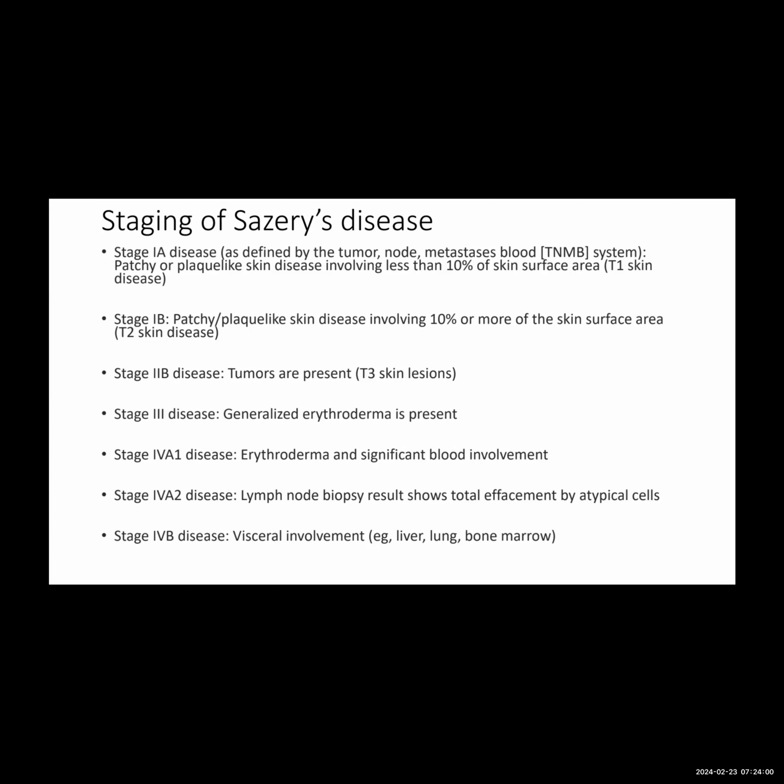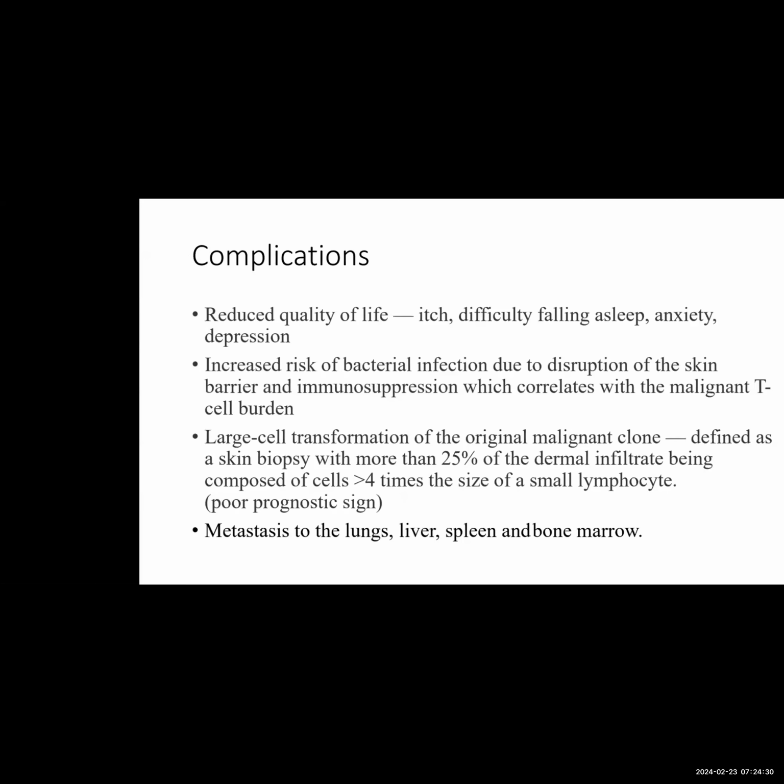In stage 3, they have a generalized erythroderma. Then for stage 4A1, there's erythroderma with significant blood involvement. For stage 4A2 disease, a lymph node biopsy is done, which shows total effacement by these malignant Sezary cells. Then for stage 4B disease, there is now visceral involvement, like perhaps the lung might be involved, the liver, as well as the bone marrow.